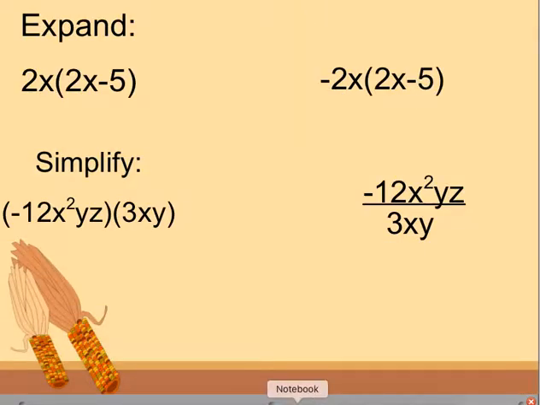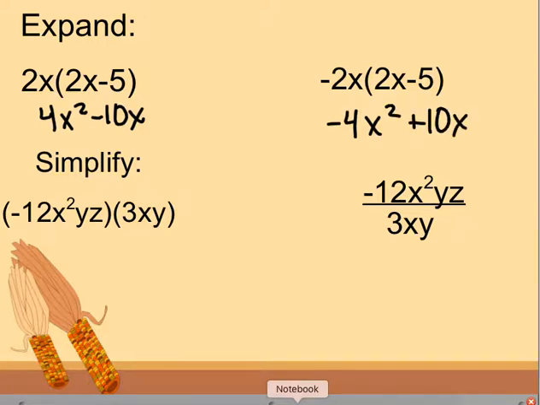All right, I'll just do these really quick. We expand and we get 4x squared minus 10x. Okay, remember to stop the video if you want to try these before I get to them. And negative 4x squared plus 10x.